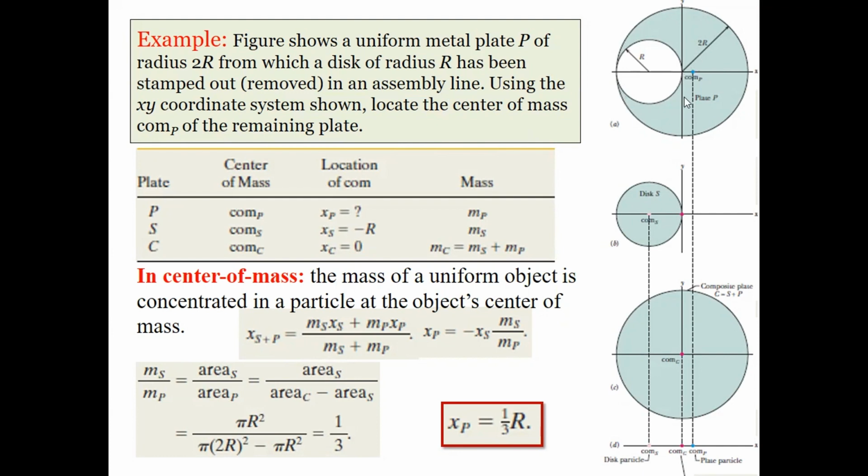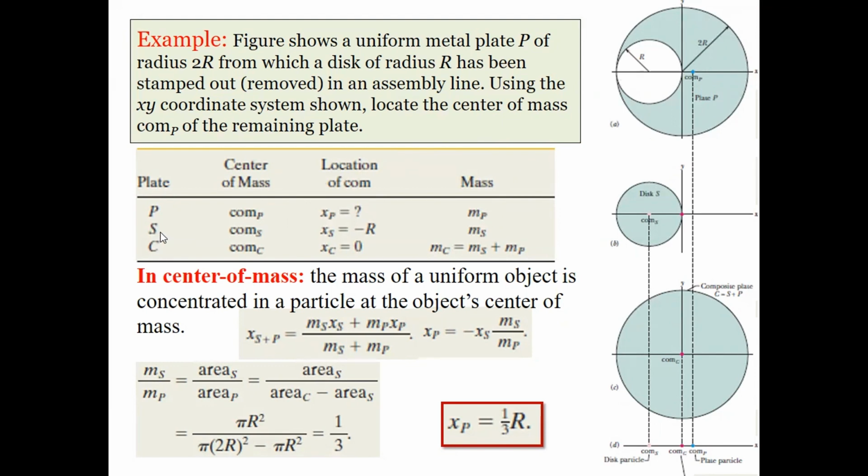So let us identify a few things for this problem. First of all, there is a plate P, the green colored plate, which has a center of mass given as COM with subscript P, and its location is given as x P. The mass of the plate is m P.